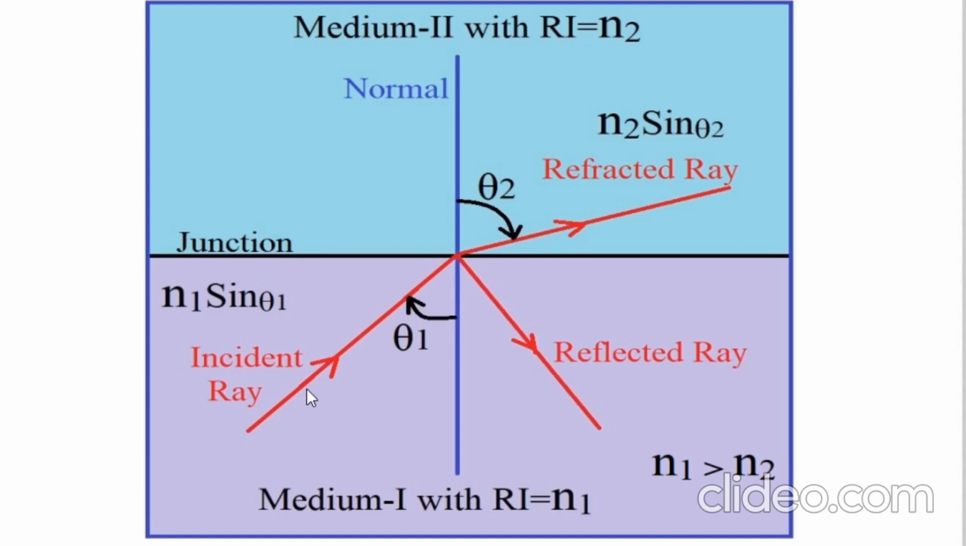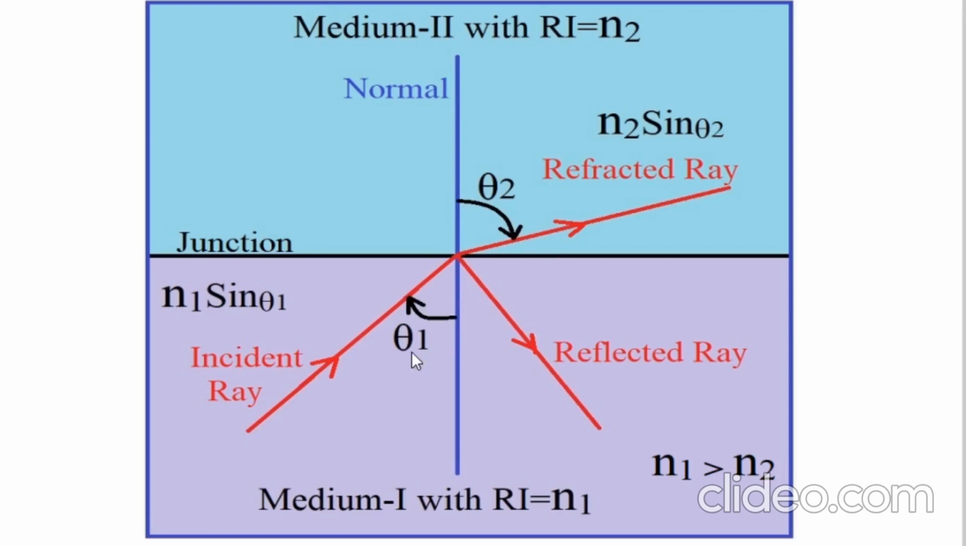So here, let us consider theta 1 as the angle of incidence ray with the normal, because the point at which we are going to focus the incidence ray at the junction of medium 1 and medium 2, at that point we are going to draw the normal. And I think all of you know that normal is perpendicular to the junction, here medium 1 and medium 2. Therefore, theta 1 is the angle between the normal and incidence ray, and theta 2 will be the angle between the normal and refracted ray. You have to consider that the angle is always between the normal and the refracted ray or incident ray.